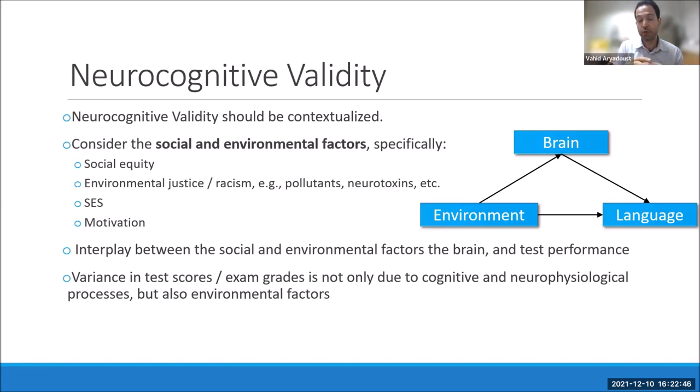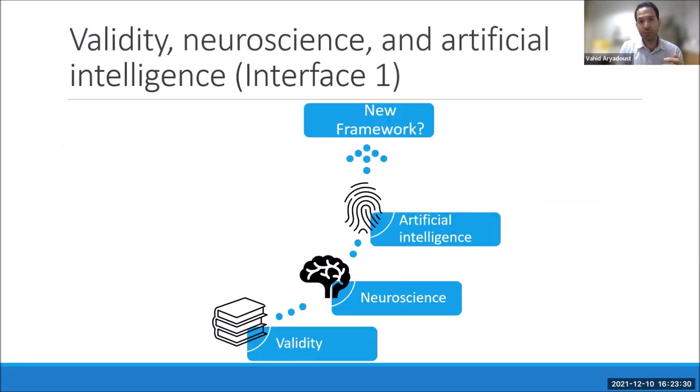I think it's very important to look into neurocognitive validity within the lenses of the social and environmental factors and not just summarize it to what is happening in the brain of the test taker. Because, again, in our research, we have found that if we limit our understanding to the test taker and ignore the environments and the socio-cultural factors in which the test taker is situated, we will not be able to explain a huge amount of variance that is attributed to these higher level factors, for example, level 2 or even level 3 factors.